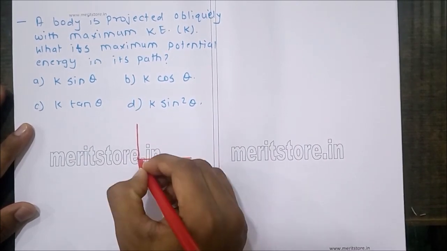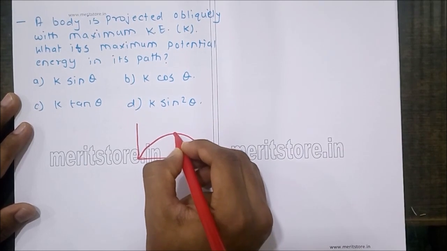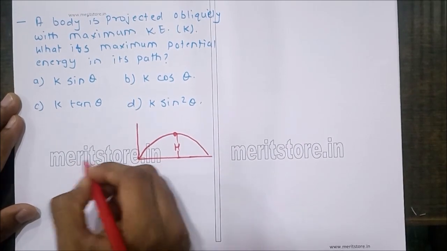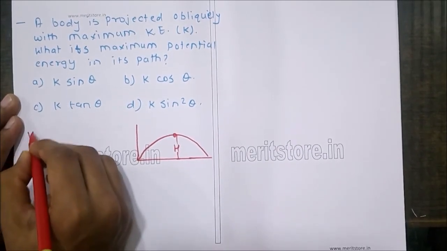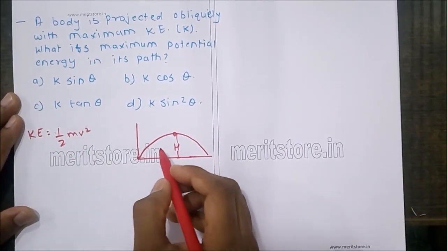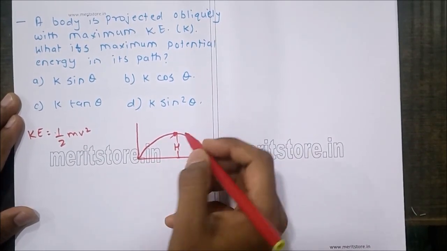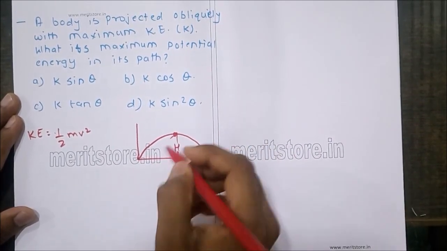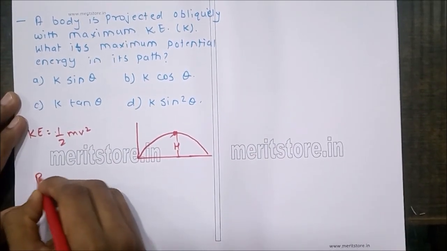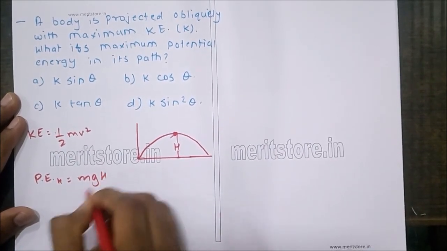For a body which is projected along a parabolic path, the maximum potential energy is at the highest point h and maximum kinetic energy is at the initial point. So kinetic energy is half mv square, whereas at the highest point the vertical component of velocity becomes 0, which means it has the least kinetic energy and maximum potential energy. So maximum potential energy at point h is given by mgh.